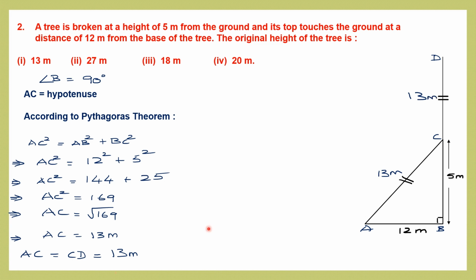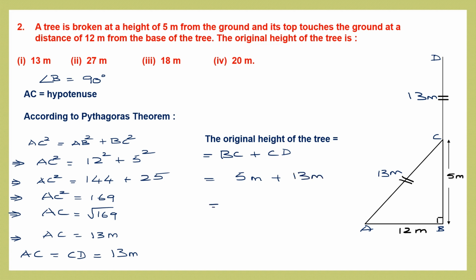Now we can find the original height of the tree by adding up this, that is 5 meters, plus this, which is 13 meters. So the original height of the tree, we can write it as BC plus CD. BC is 5 meters, I'm sorry about that. BC is 5 meters and CD is 13 meters. So now when we add it up, 5 plus 13 is 18 meters. This is the original height of the tree. 18 meters, and that is option 3.